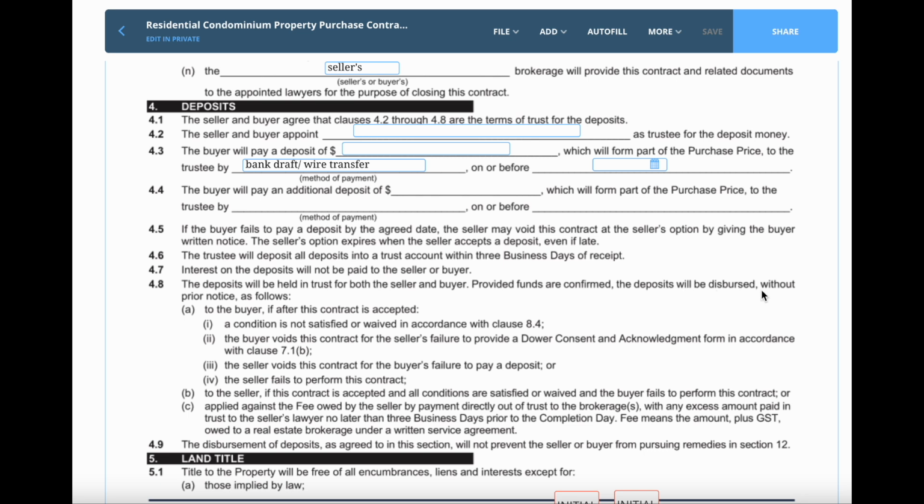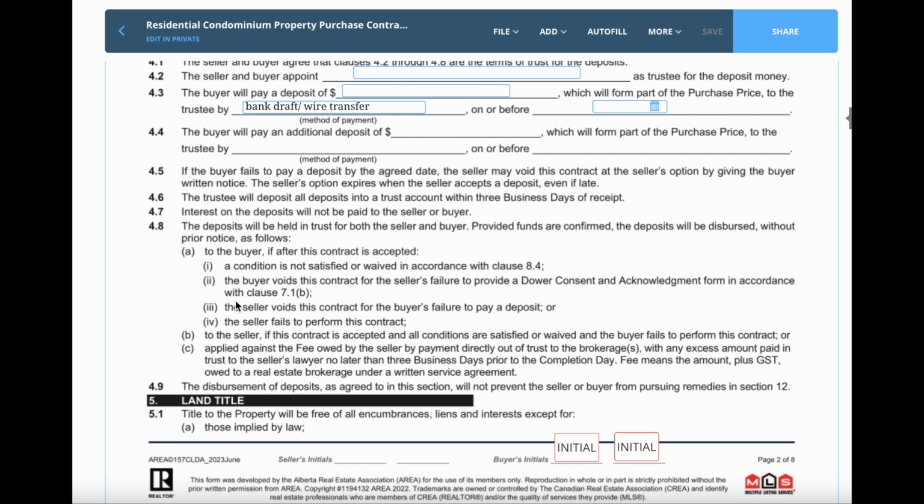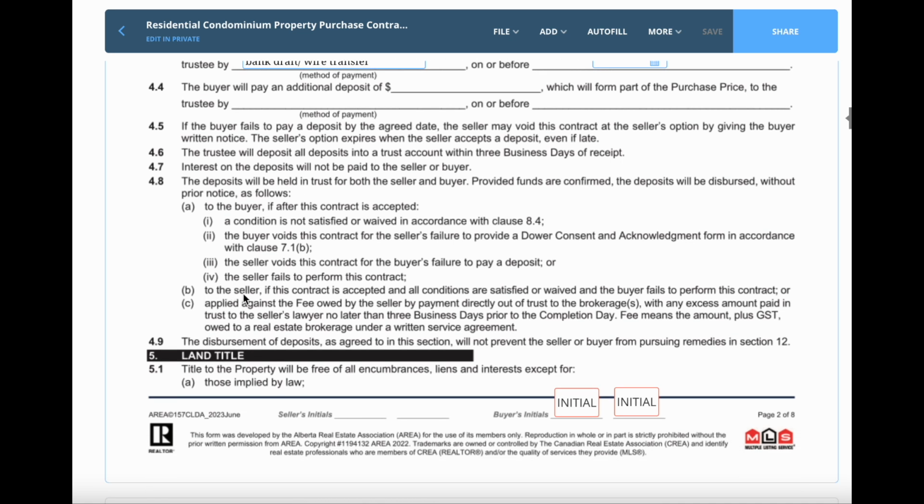And again, the deposits will be dispersed without prior notice to the buyer if, after the contract is accepted, the condition is not satisfied, which means the buyer is not buying the house, so the deposit is returnable, or if the buyer voids the contract for the seller's failure to provide dower consent or acknowledgement. So yeah, if the deal is not going through within the conditional period, this deposit will go back to the buyer. And of course, if the seller fails to perform this contract, and if the seller voids this contract, the deposit will be dispersed to the seller if this contract is accepted and conditions are satisfied.